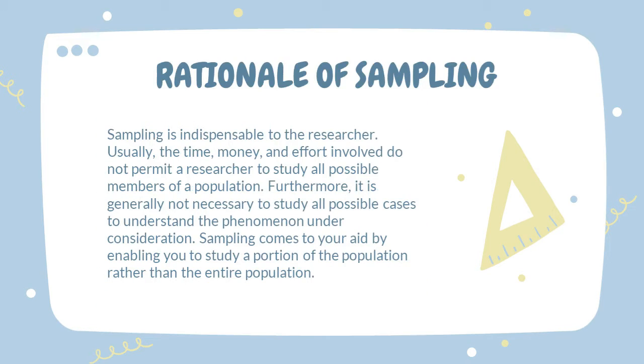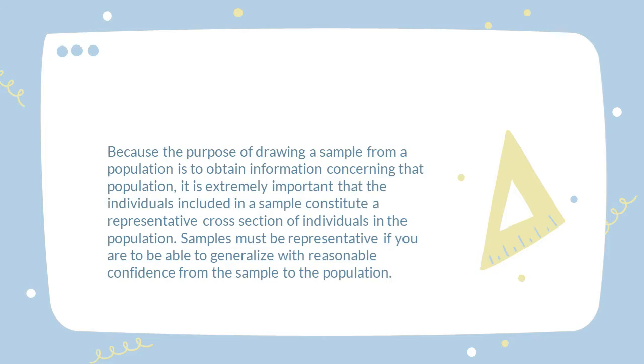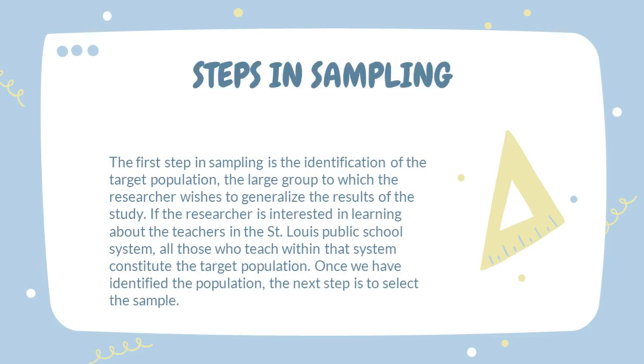Rationale of sampling. Sampling is indispensable to the researcher. Usually, the time, money, and effort involved do not permit a researcher to study all possible members of a population. Because the purpose of drawing a sample from a population is to obtain information concerning that population, it is extremely important that the individuals included in a sample constitute a representative cross-section of individuals in the population.